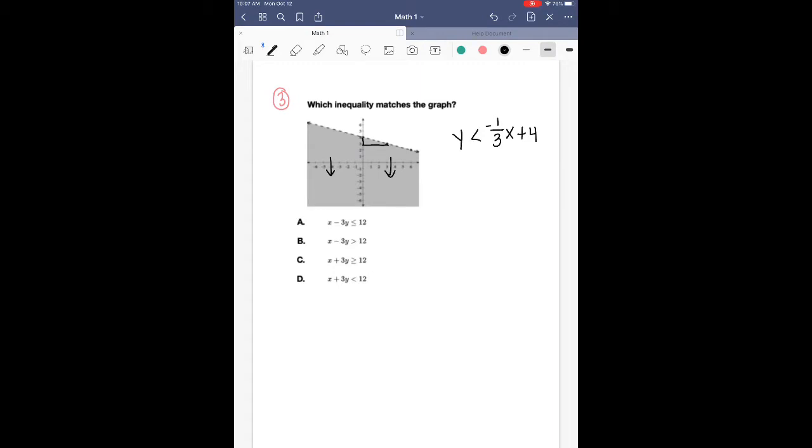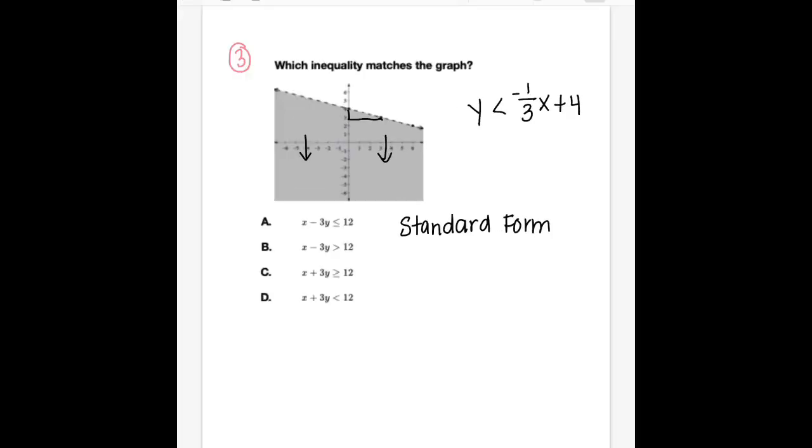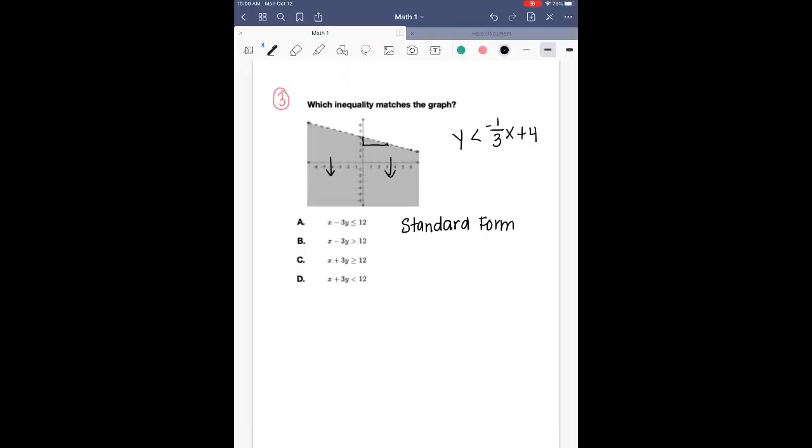Now, if we look at all of our answer choices, those are all in standard form. Since they're in standard form, we're going to have to solve for y until we find the correct answer choice. I cannot determine the shading of the graph if it's in standard form. We have to solve for y because the sign may flip if we divide by a negative. I can decide, however, that the inequality signs that have the equal to, which are going to have solid lines, are going to be eliminated. So we're really going to be looking at B and D.